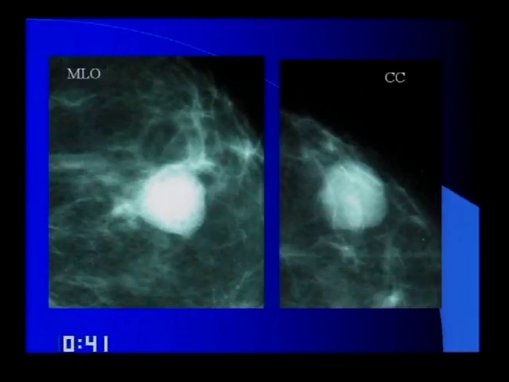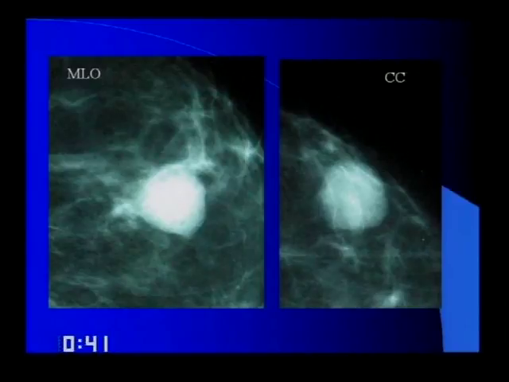Right. We're going to do an ultrasound, but let's get the differential before the ultrasound. It doesn't look like a tumor to me. I mean, it's got fairly clean margins. It has no associated architectural distortion, and I see no calcifications. There's no overlying skin thickening from what I can see.